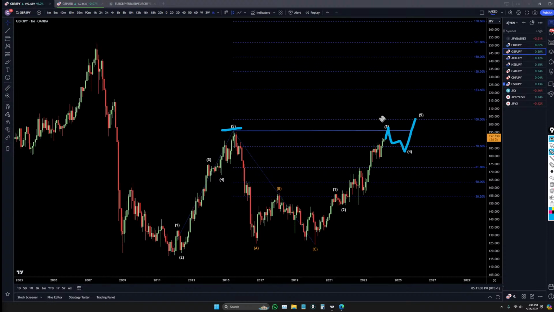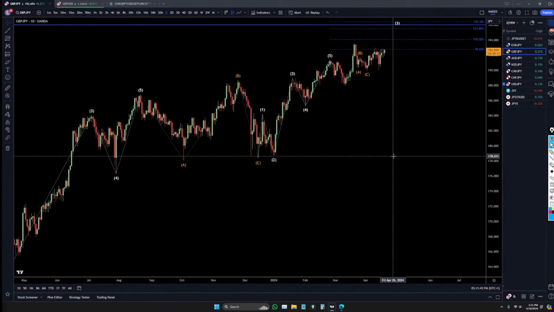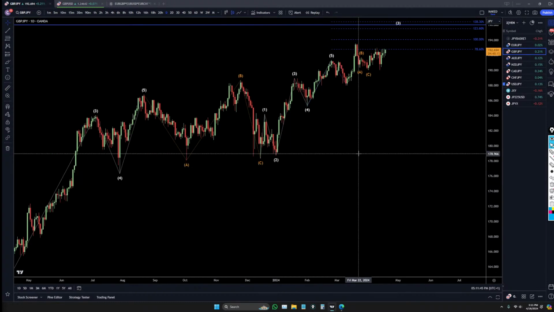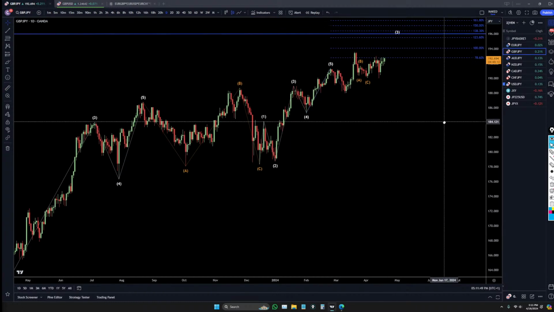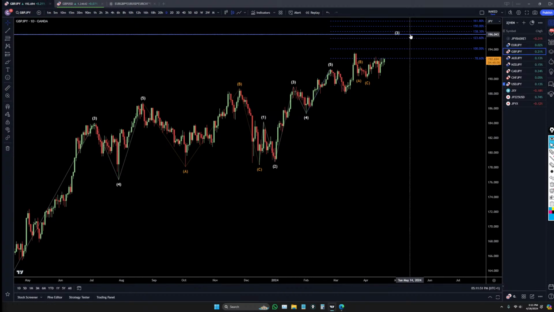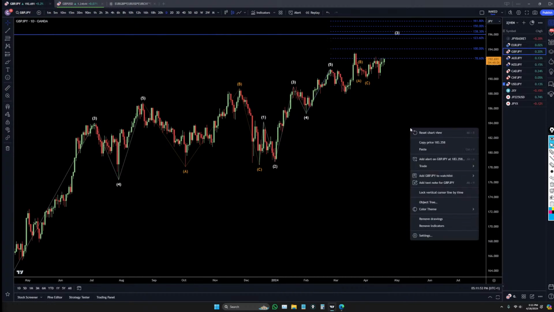I still think this is a 1, 2, 3, 4, 5 of C. I still think this is a wave A, and I still think this is an ABC of B. So I still believe that we are in a wave 3 of wave C right now. If you've watched any of my videos, you probably already know this anyway, but I think the most likely area for this to go is to take out the high of wave A, which puts us all the way up to 196.